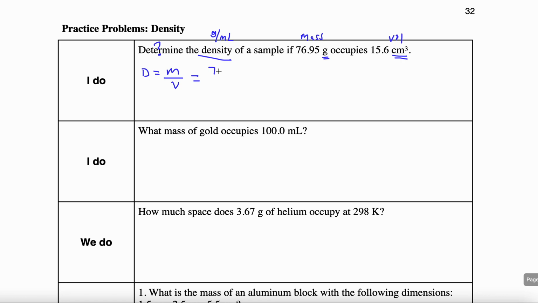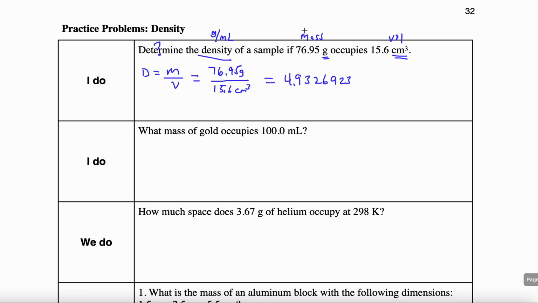So 76.95 grams divided by 15.6 centimeters cubed. And when I put this into the calculator, I get all these digits: 4.9326326923. Now I have to think through the process. A lot of digits on the calculator. Am I allowed to keep them?